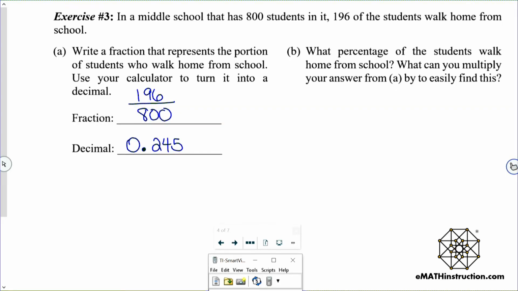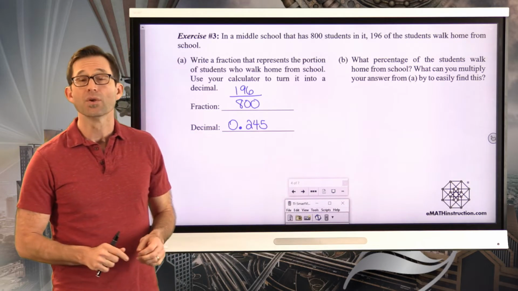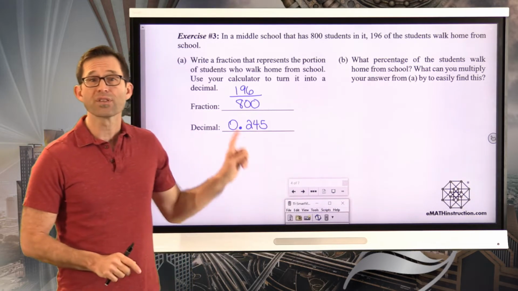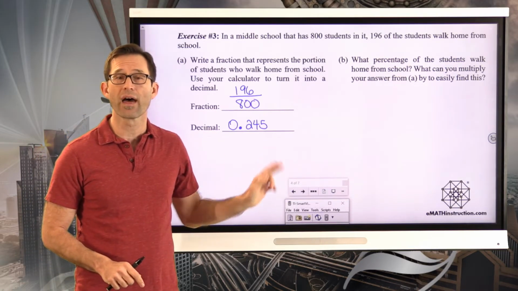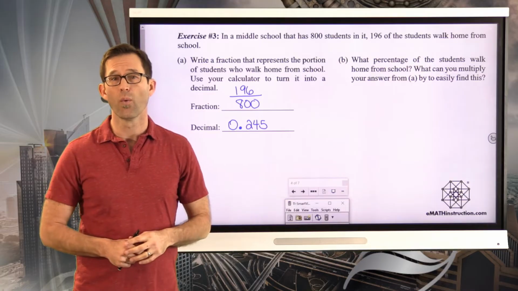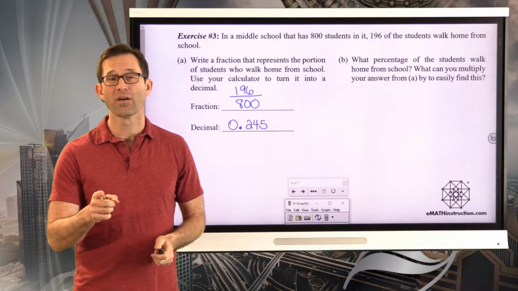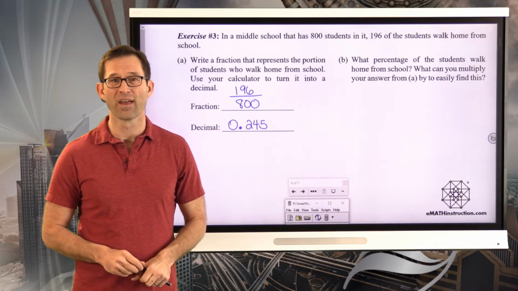What percentage of the students walk home from school? What can you multiply your answer from A by to easily find this? All right, so let's talk about this, right? Here's the fraction of the students who walk home from school. Here's the decimal version of that fraction. I now need to know what percent that represents. Pause the video now and see if you can figure that out.